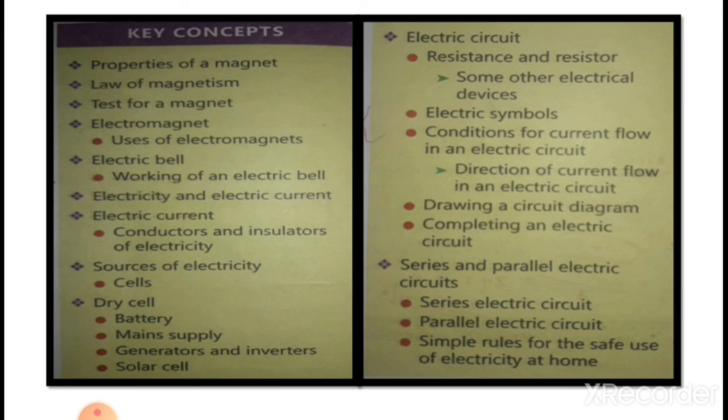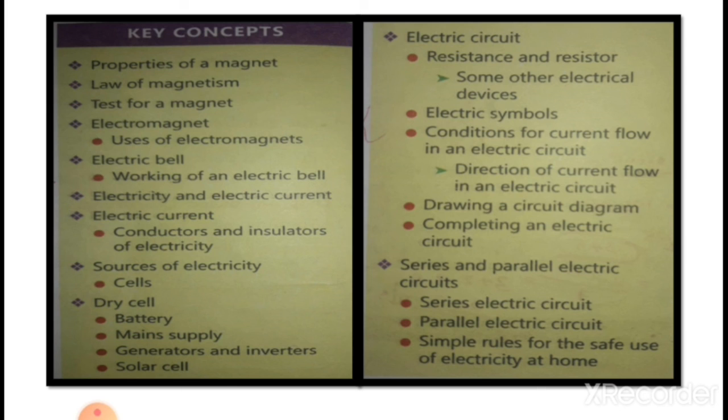Under this topic we have discussed what cells and dry cells are, batteries, main supply, generators and inverters, solar cells, etc. And next, what an electric circuit is, resistance and resistors, some other electrical devices such as galvanometer, ammeter, voltmeter, etc. And electric symbols, conditions for current flow in an electric circuit and direction of flow of current in an electric circuit, drawing a circuit diagram, completing an electric circuit, series and parallel electric circuits, series electric circuits, parallel electric circuits, simple rules for the safe use of electricity at home.